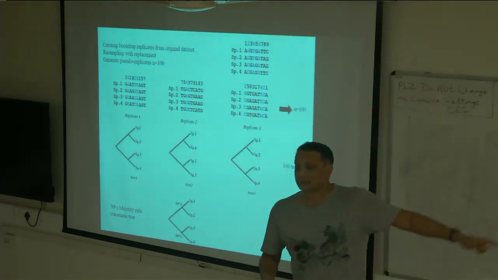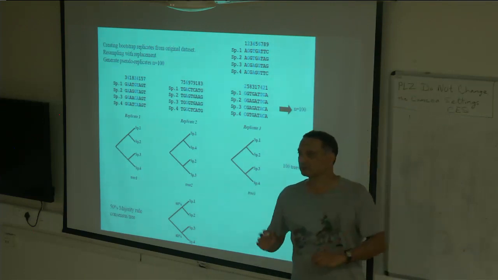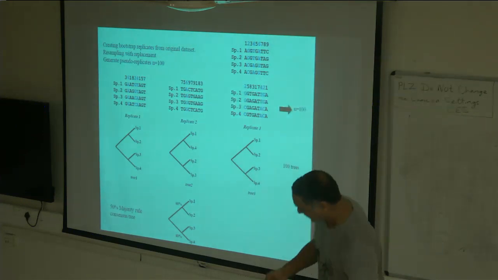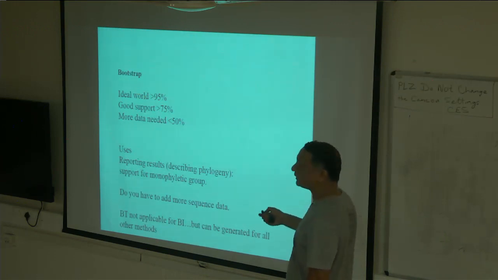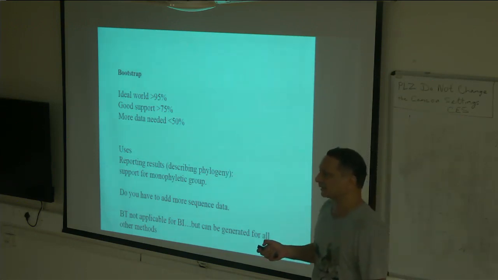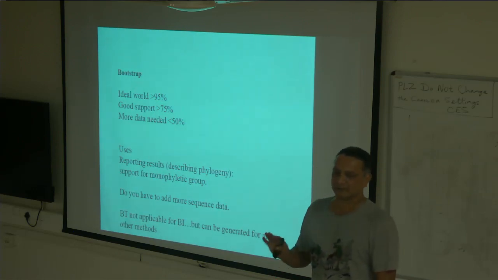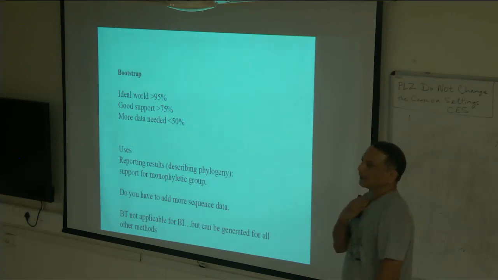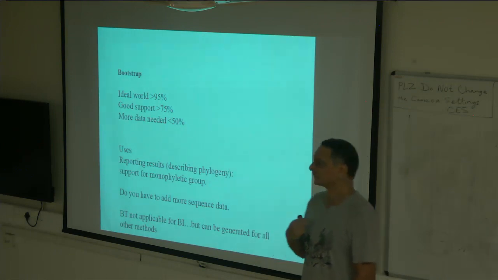Some programs actually show it even if it's very low bootstrap support. In fact, MEGA will. Maximum likelihood programs also show that, almost all do. Anyway, let's move on. In an ideal world, you want more than 95% bootstrap support, but that's very difficult to get. Usually, if you get more than 75% support, that's good enough. Anything less than 50, maybe add more data and see if your support goes up.